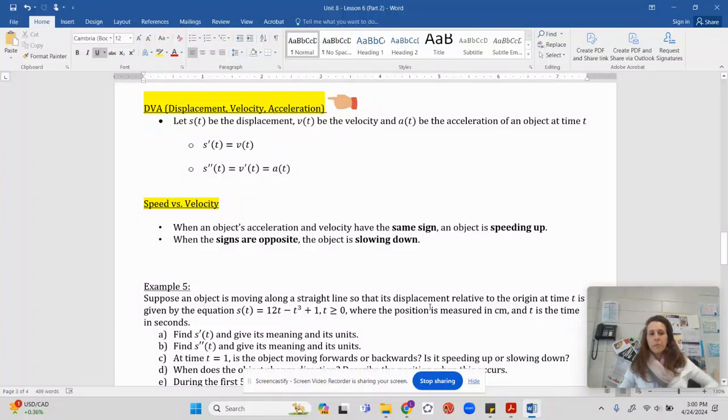All right, for these last couple of problems, we're going to talk first about displacement, velocity, and acceleration. Many years ago, I had a student that remembered the order as DIVA: displacement, velocity, acceleration. We use S often to represent displacement, S with respect to time, so the position of the particle with respect to time. V of t is the velocity, and a is the acceleration.